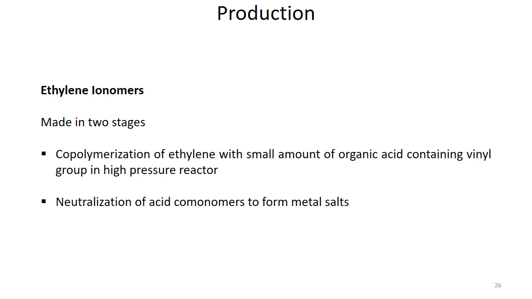Talking about the last part, where polyethylenes can be formed as a structural category, we call them ethylene ionomers. They are made in two stages. First of all, we add a small amount of organic acid, such as methacrylic acid, and then in the second part we neutralize the acid co-monomer to form metal salts. These metal salts form a network, a sort of cluster type structure, and this type of network has specific structural features, so we call these ethylene ionomers.